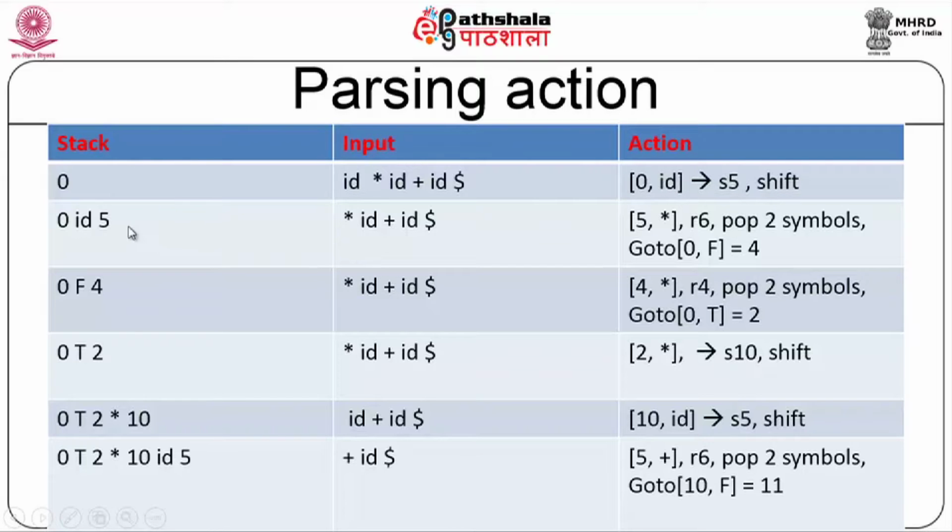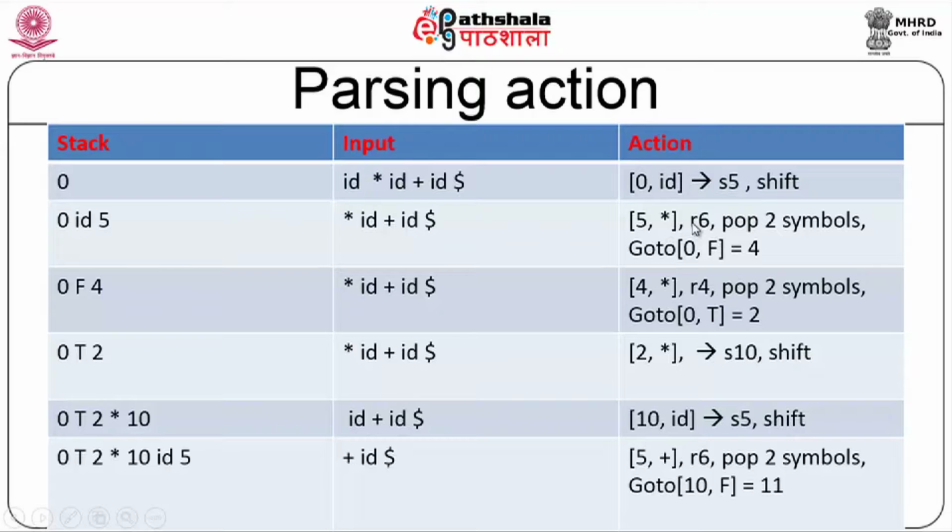So, it says if action of I comma A is equal to shift S dash, you shift A and then you shift S dash onto the stack. So, I have shifted now ID and then 5 onto the stack. Looking at 5 comma star, 5 comma star will be R6, which is a reduction.